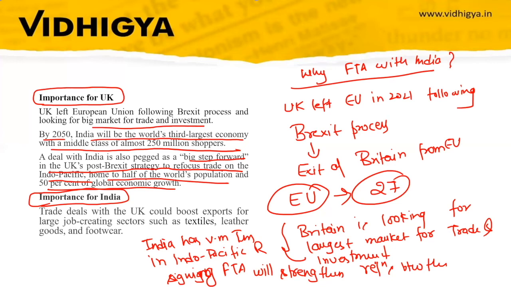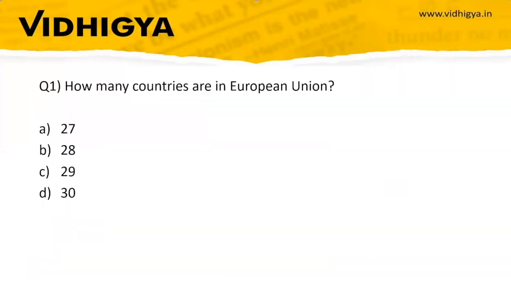and better investment opportunity. Importance for India: trade deals with UK could boost exports for large job-creating sectors such as textile, leather goods, and footwear. So when more investment comes from UK, it will create jobs in India. So jobs will be created, and then more exports from India. So this is the importance for India, and we have discussed the importance for UK.